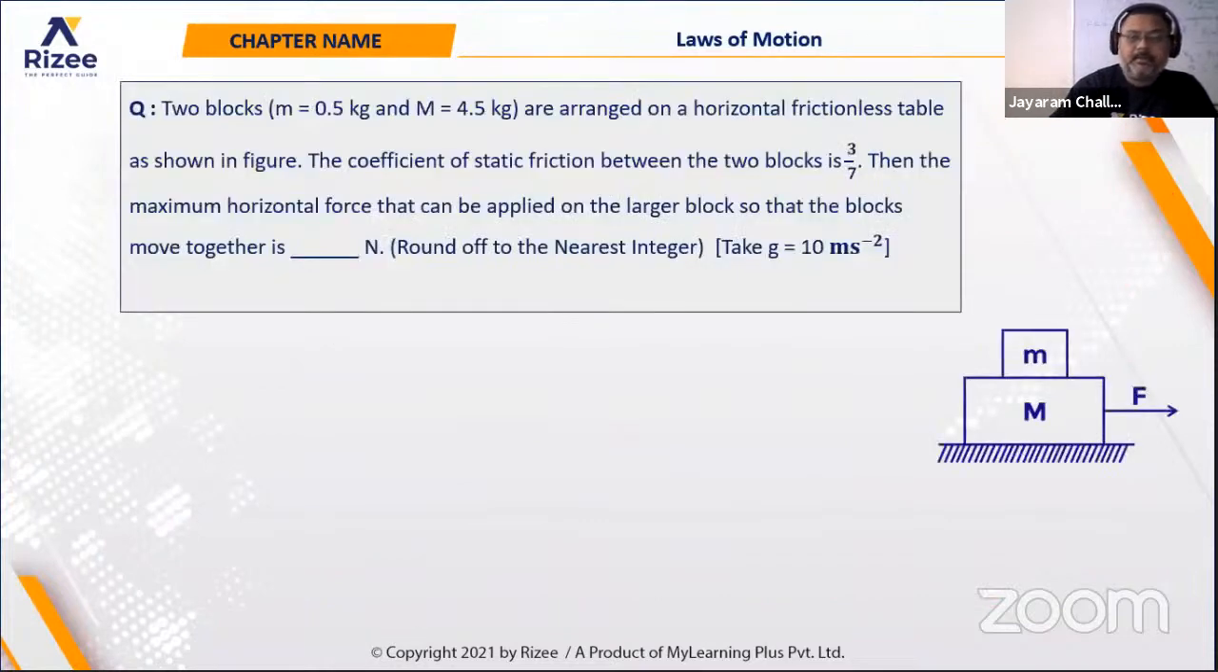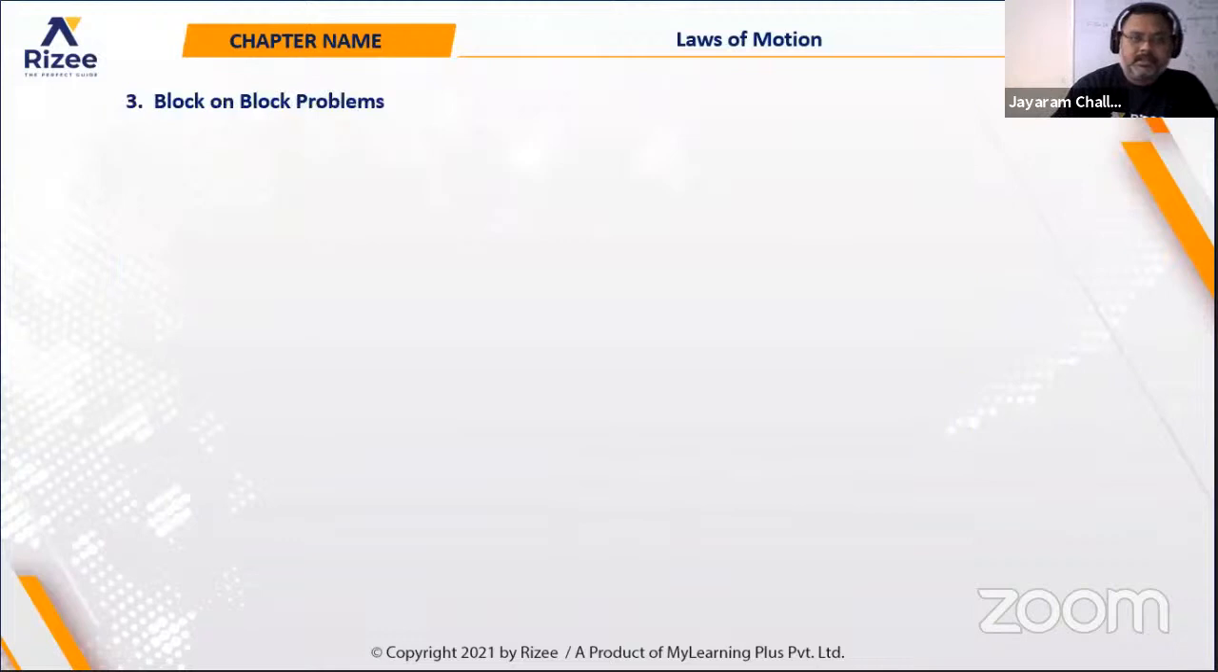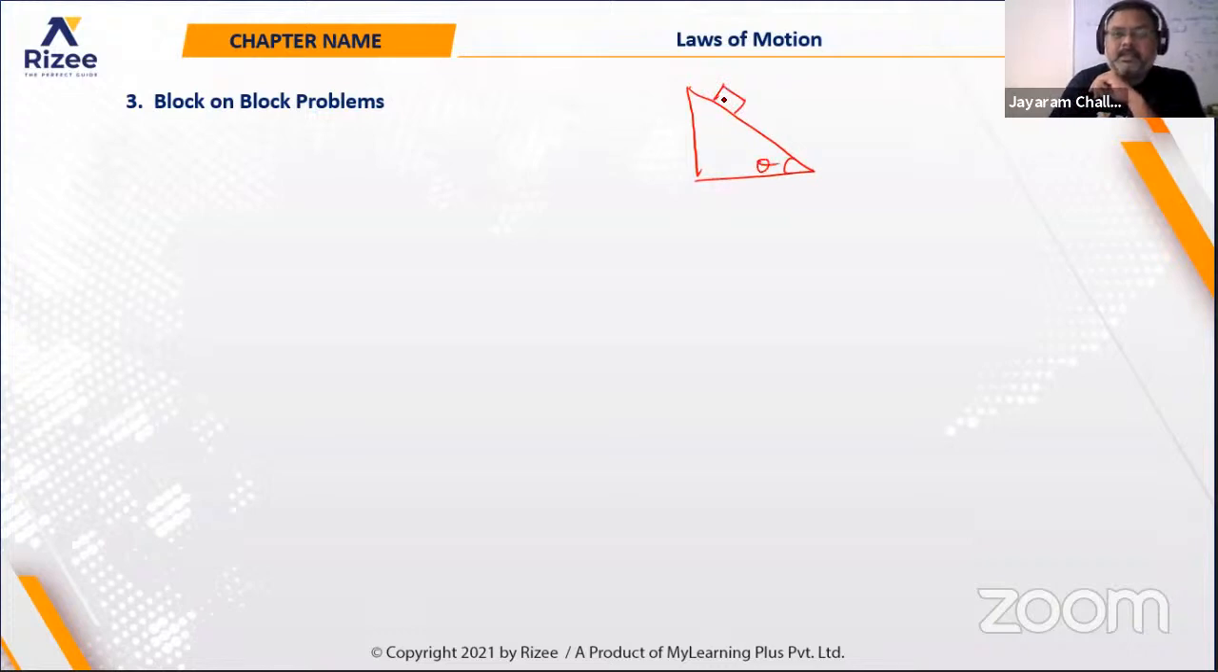Next, the block on a block. Before going to that, I would like to discuss friction on an inclined plane. If a body is trying to slide down an inclined plane making an angle theta with the horizontal, on a rough surface, it slides down with mg sine theta, and the friction will be acting in the upward direction.